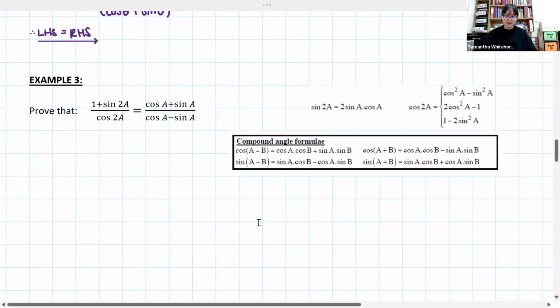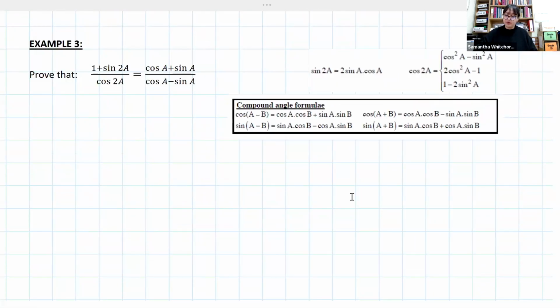Okay. All right, so if we have a look at example 3, we need to prove that (1 plus sine 2a) over cos 2a is equal to (cos a plus sine a) divided by (cos a minus sine a). And again, look at what you've been given. Start to think about, well, where did these things come from? How could I potentially get these terms and get these expressions? And that's going to help you figure out what you need to do.